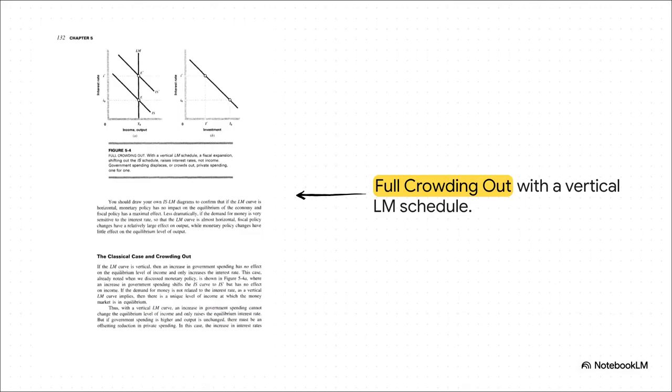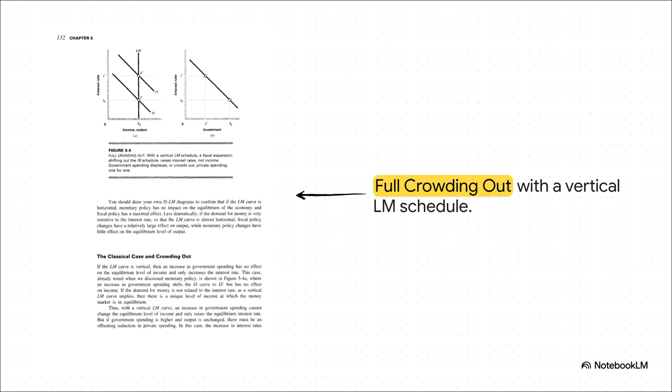We can see this exact phenomenon perfectly visualized in the classic ISLM framework. A fiscal expansion pushes the IS curve outward to the right. But if we assume a perfectly vertical LM schedule, meaning money demand doesn't care at all about changes in interest rates, the new equilibrium just slides straight up. Output, or income, stays completely flat, while interest rates spike aggressively.